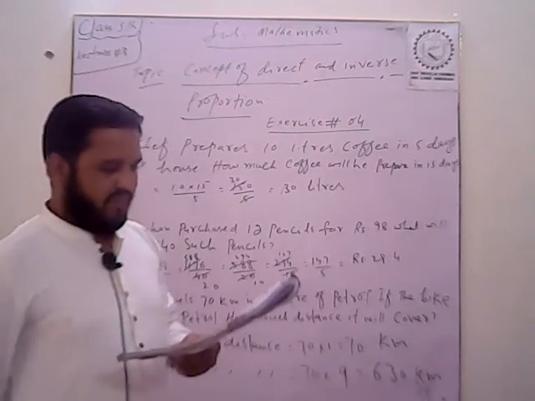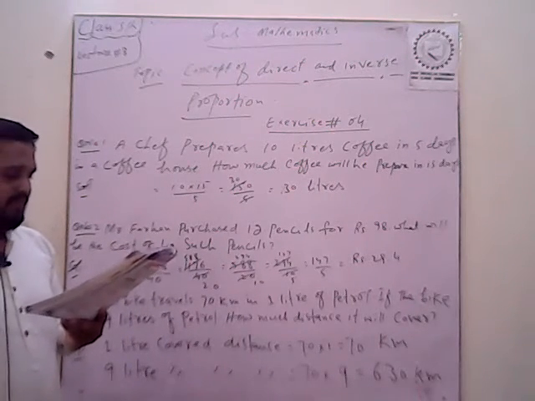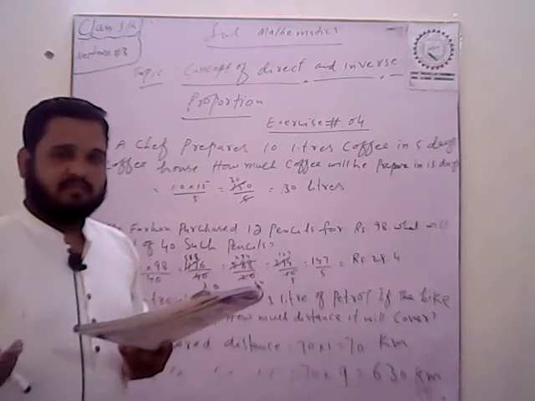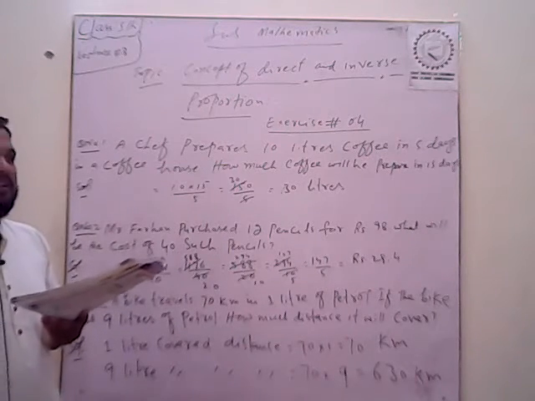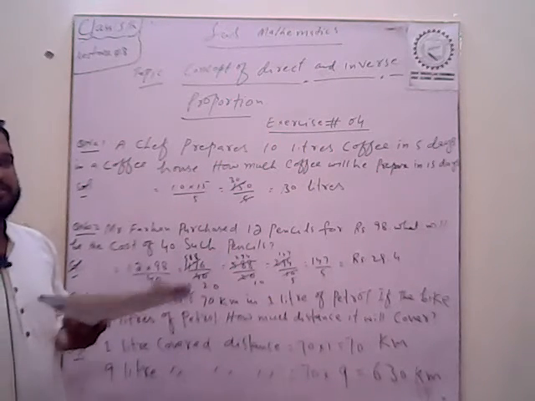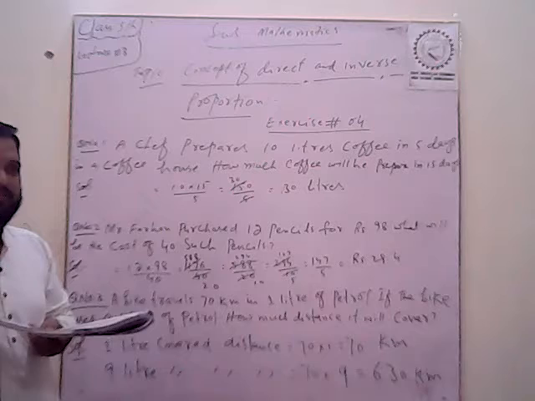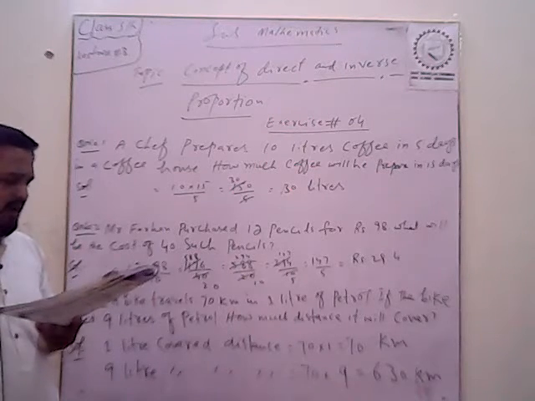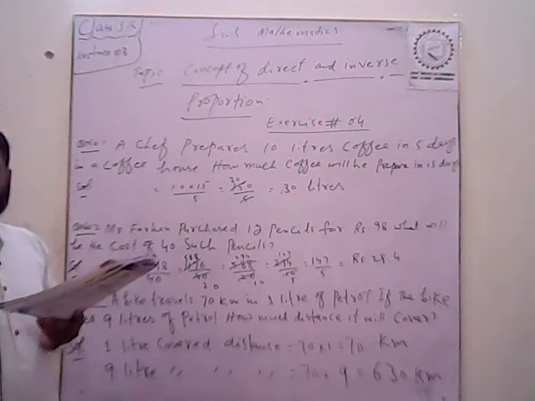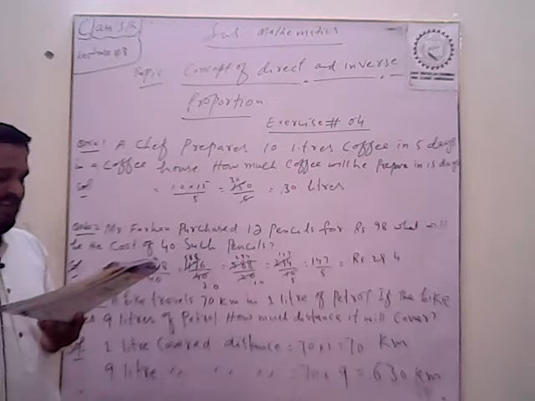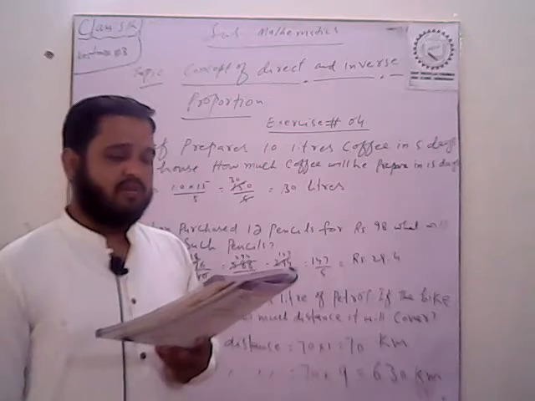So, examples of inverse proportion or opposite proportion. More labor, less time. More labor means one quantity is increasing, so less time means the second quantity will be decreased. That relation is an example of inverse proportion. Now another example, more bars, less product, more fuel, less work, more water, less drinking. These are examples of inverse proportion or opposite proportion.